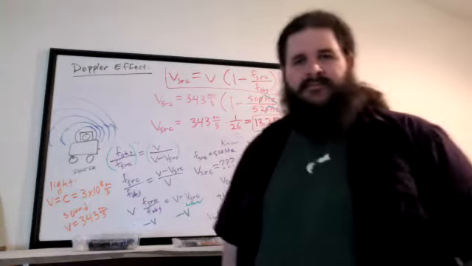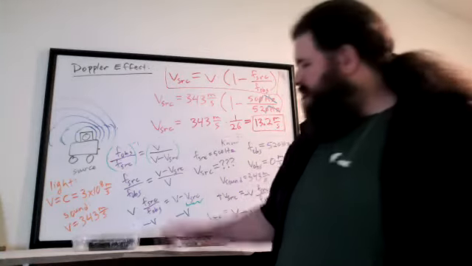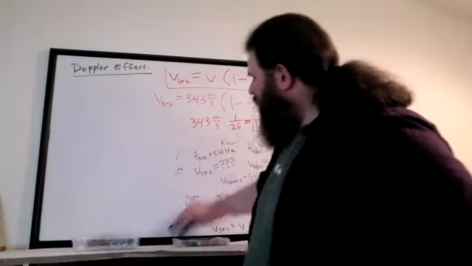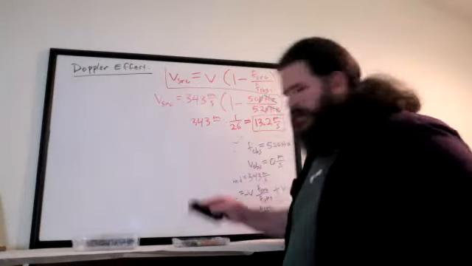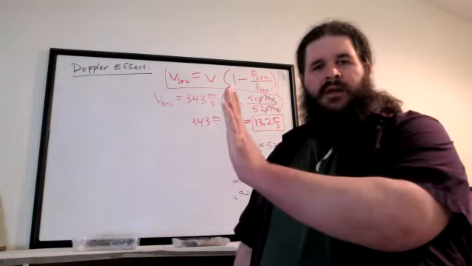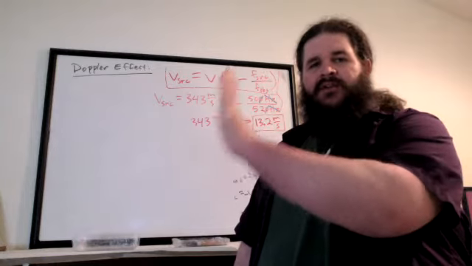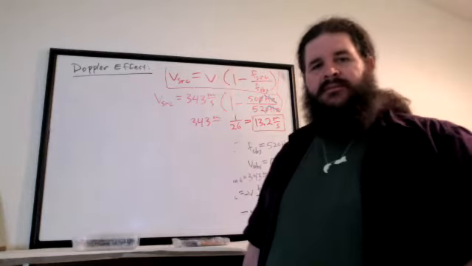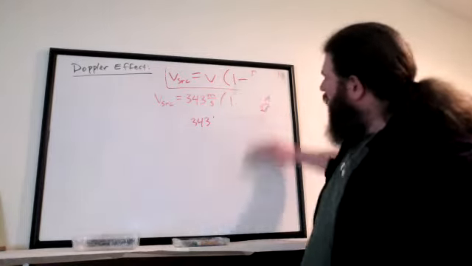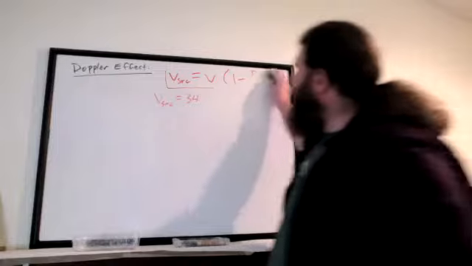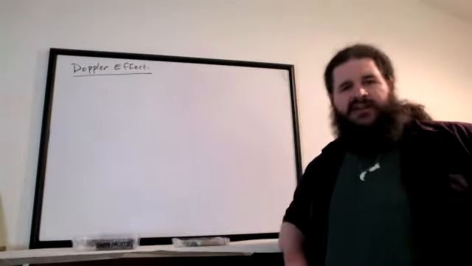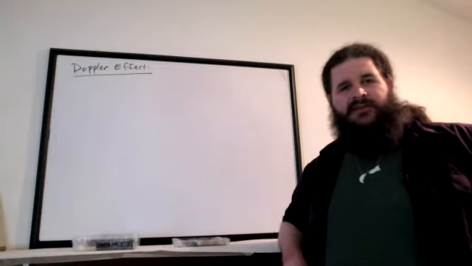Casey, just real quick, you said for the echo, basically the source and the observer switch? Yeah, exactly. Because in the first part, the sound is traveling from the sonar gun towards the car. And then in the second part, the echo travels from the car back towards the sonar gun. So the car is the observer in the first part and is the source in the second part. Okay, thank you.